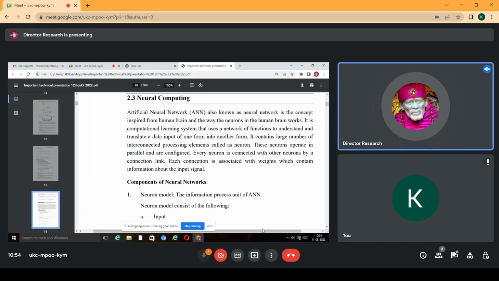These neurons operate in parallel and are configured. Every neuron is connected with other neurons by a connection link. Each connection is associated with weights which contain information about the input signal.